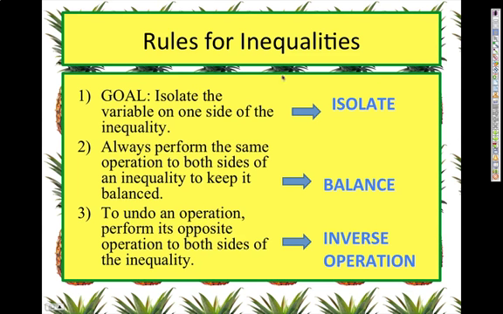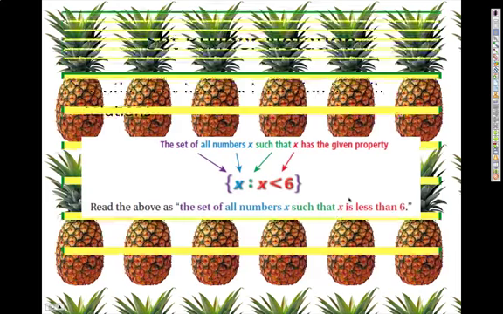So remember, when you solve, you want to isolate your variable. You want to balance both sides by doing whatever you do on one side, you do it on the other. Always perform the same operation on both sides, and then make sure you use your inverse operations, okay?